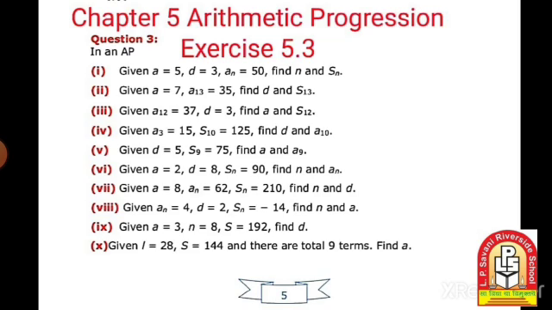Let's start with Chapter 5, Arithmetic Progression, of Standard 10. In the previous lecture, we learned about Exercise 5.3 up to question number 2. Let's begin with question number 3. I gave you two questions in your homework, the first and second parts of question number 3. Let's begin with the first part of question number 3.